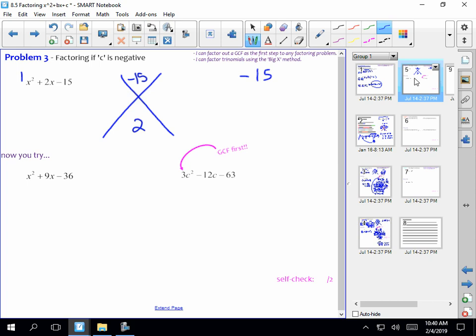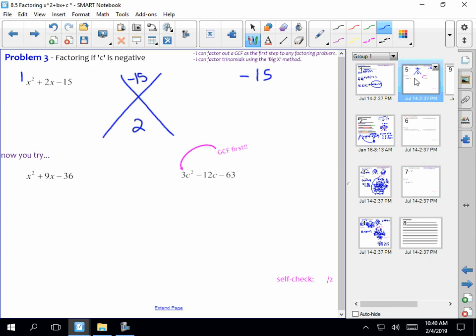Last time, when b was negative and c was positive, we were looking for a couple that were the same sign. And when c was negative and b was negative, we were looking for different signs. That's the same case here. We're looking for two different signs.